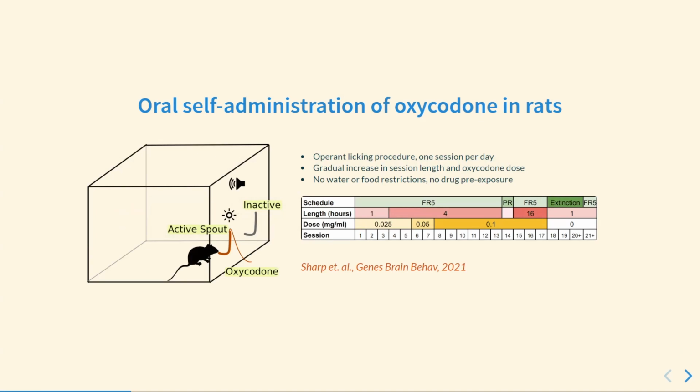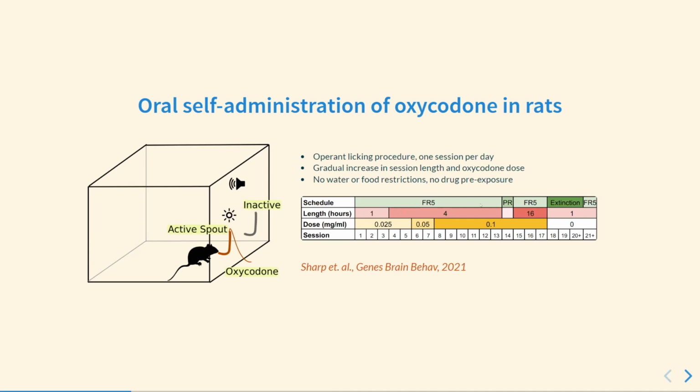At the same time as oxycodone is delivered, there is a tone and a light cue. So these are the environmental cues for the drug effect. And then the number of licks on the inactive spout are monitored as a control, and it triggers nothing. So the procedure goes something like this. We start these rats on a low dose of oxycodone, and the session length is 1 hour to start with. And then we gradually increase the session length from 1 hour to 4 hours, and we also increase the dose from 0.025 to 0.05 and gradually to 0.1.